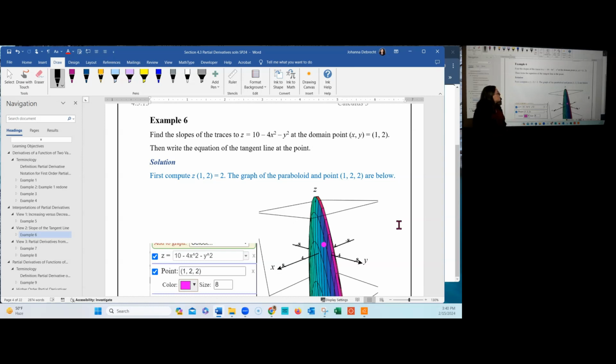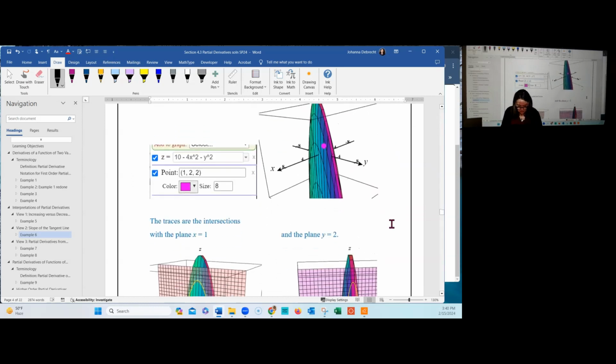The first thing we need to do is compute what the ordered triple is there. So we need to find z at the point in the domain 1, 2. If you replace x with 1 and y with 2, you should come up with a z value of 2. That gives you the ordered triple 1, 2, 2. This is the point at which we want to find the equation of the tangent line. So we're looking at that right there. We want to find the slopes of the traces at that point.